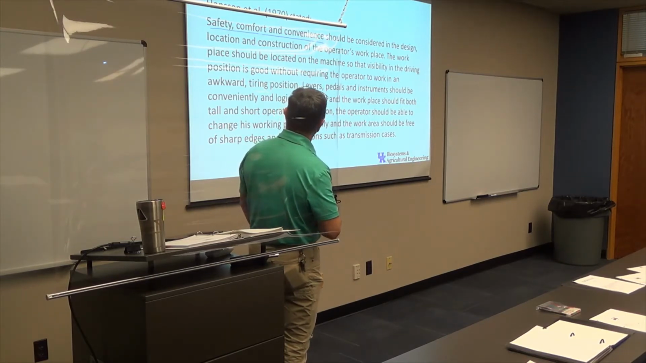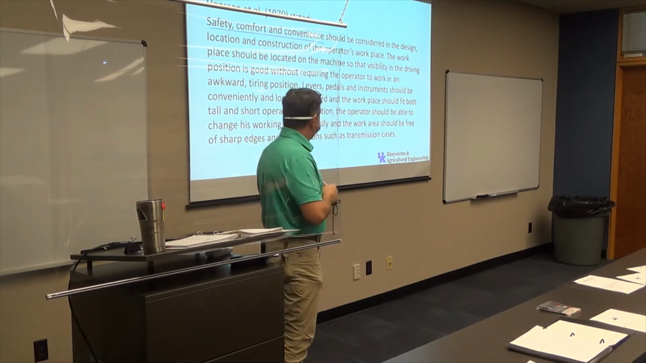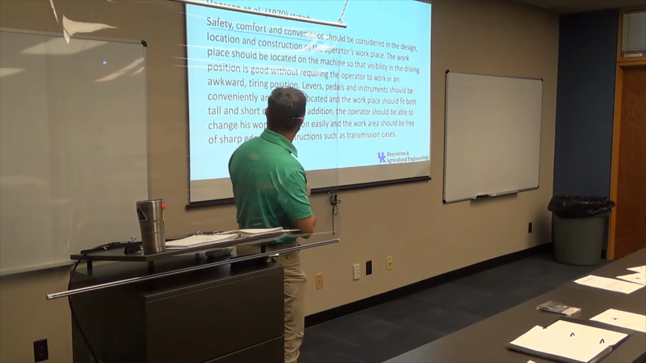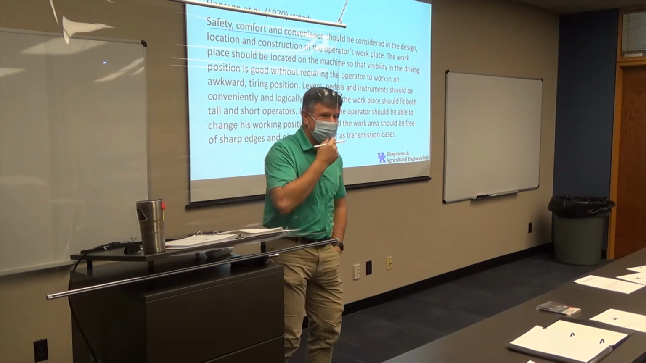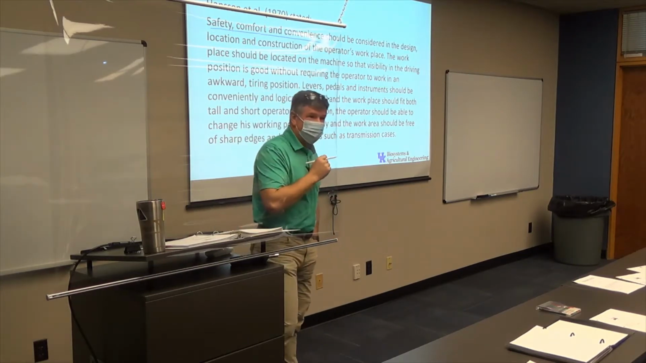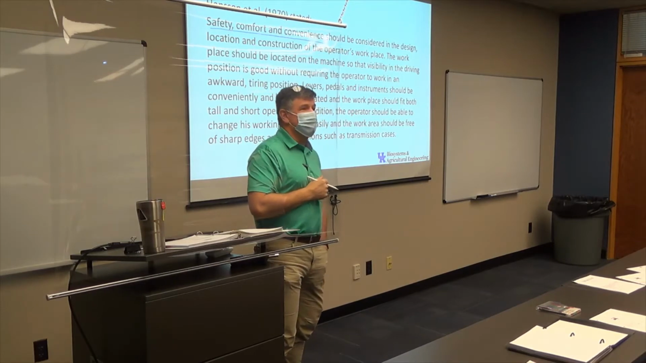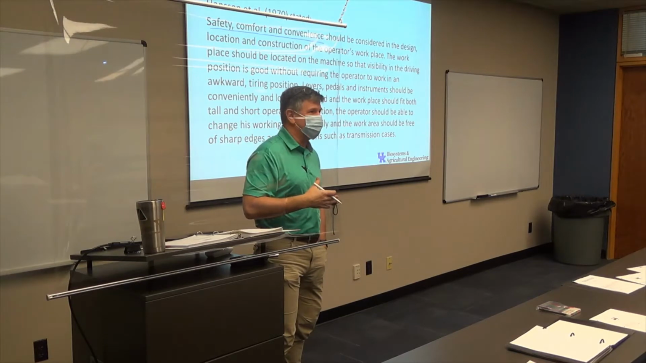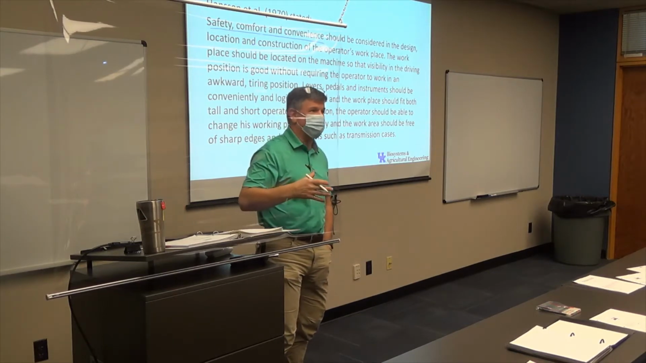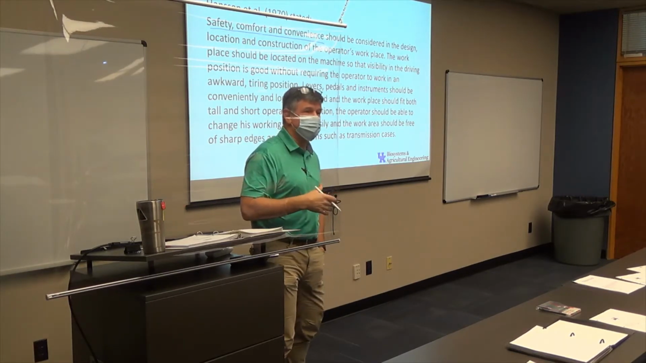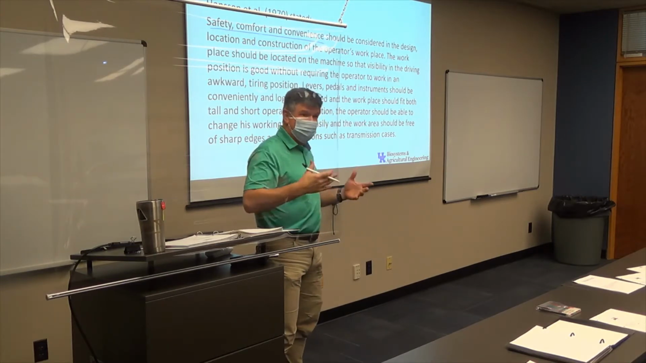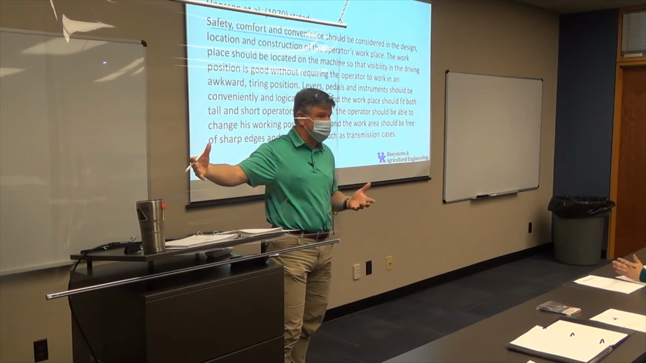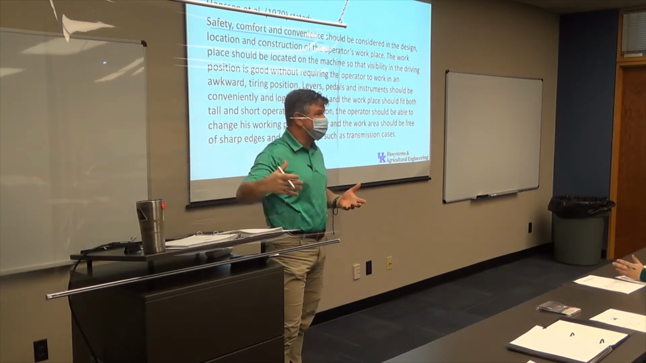The workplace should be located on the machine so that visibility in the driving position is good without the operator being required to work in an awkward, tiring position. And you find in a lot of old equipment that when you're on the machine, your normal operating position is awkward. It's not comfortable. And a lot of things have happened, even in the last 10 years, to make that better. A lot of times our implements, as we've seen through the class, are trailed behind the tractor. So at some point, you've got to be able to turn around and look at what's going on behind you.